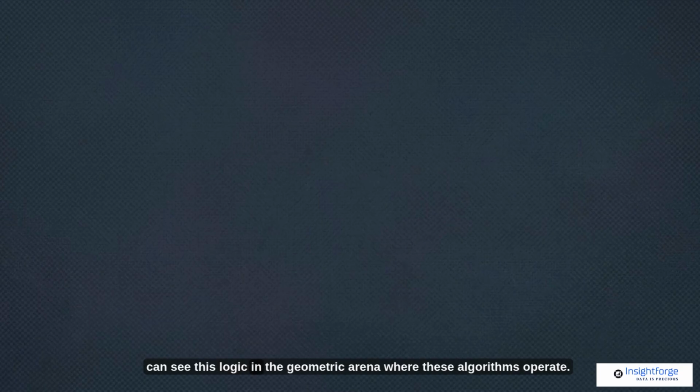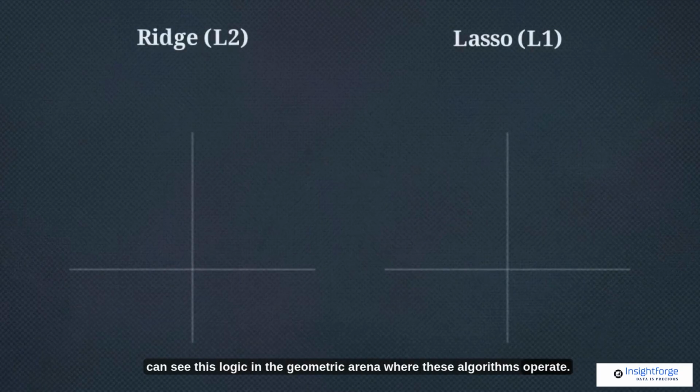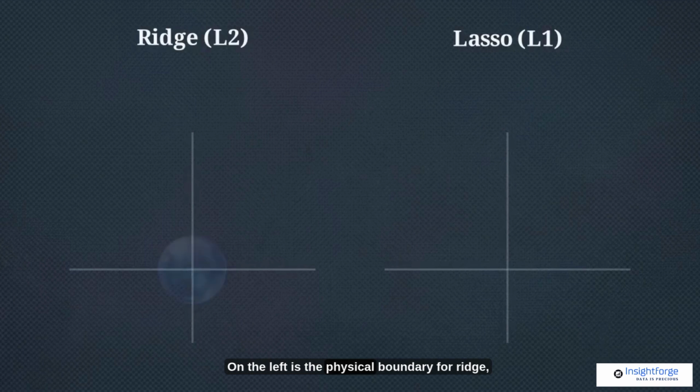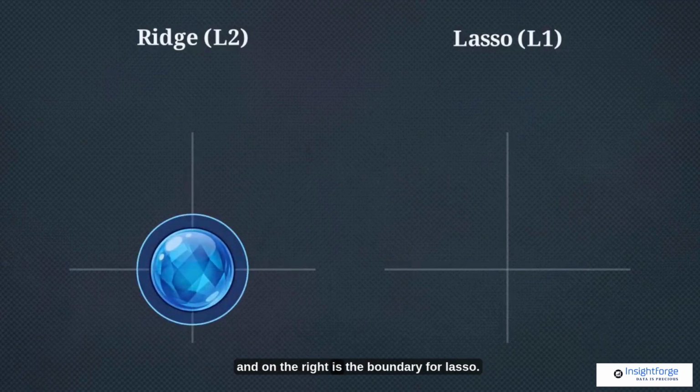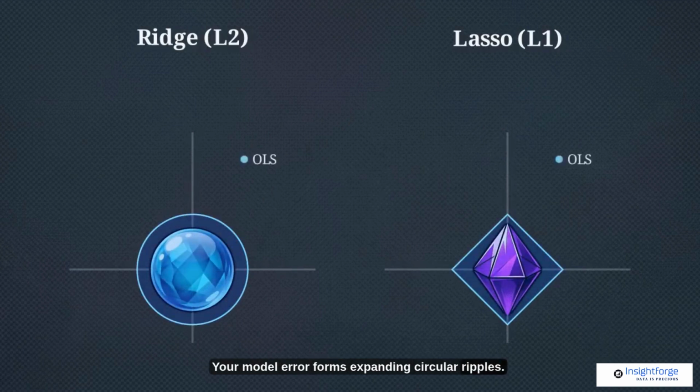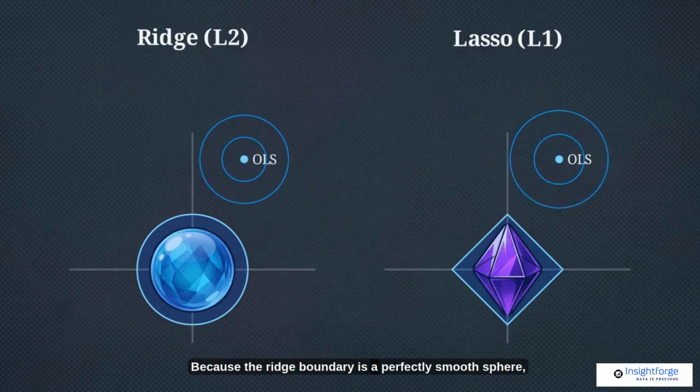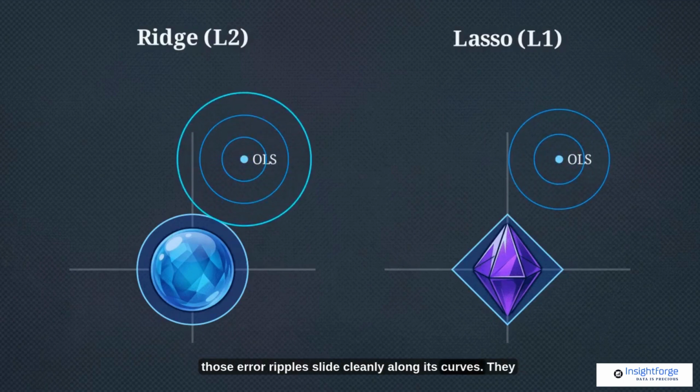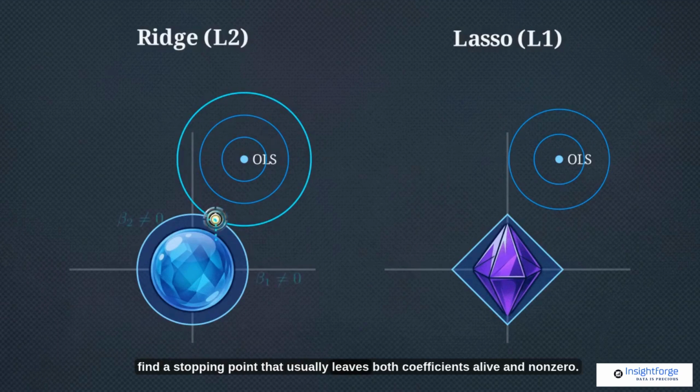We can see this logic in the geometric arena where these algorithms operate. On the left is the physical boundary for ridge, and on the right is the boundary for Lasso. Your model error forms expanding circular ripples. Because the ridge boundary is a perfectly smooth sphere, those error ripples slide cleanly along its curves. They find a stopping point that usually leaves both coefficients alive and non-zero.